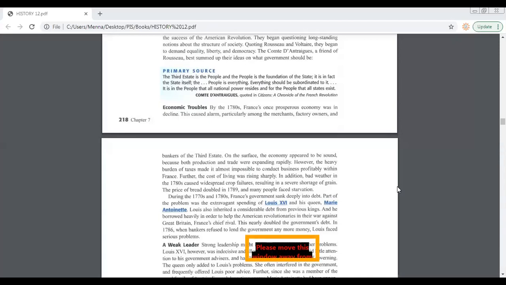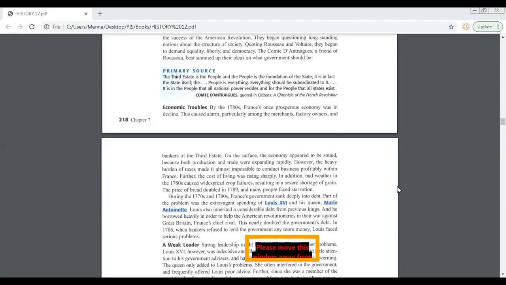So the second branch, other than the social, is the economic problems or the economic triggers. What were the economic triggers? The first one was the increased debts. The economy was declining, even though the Roman Catholic Church and the nobles were collecting taxes from the lower classes. The taxes were not enough to build the economy.